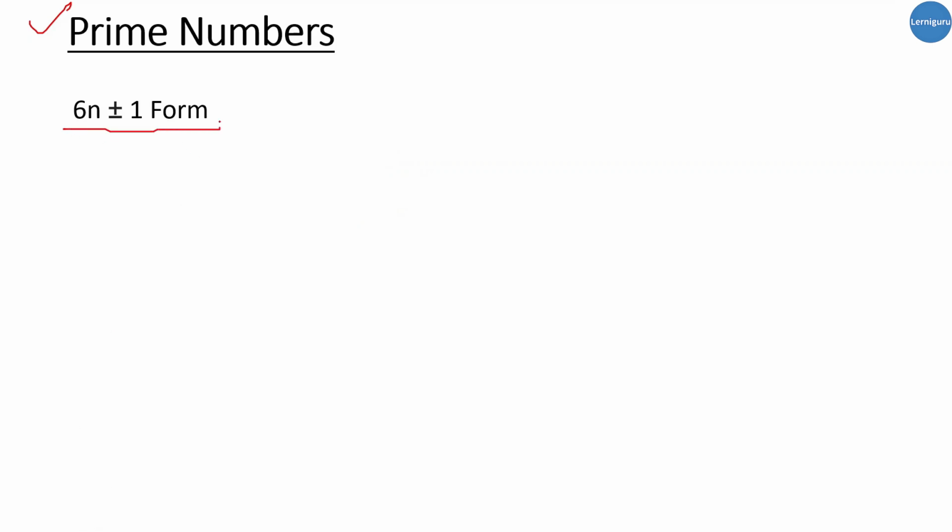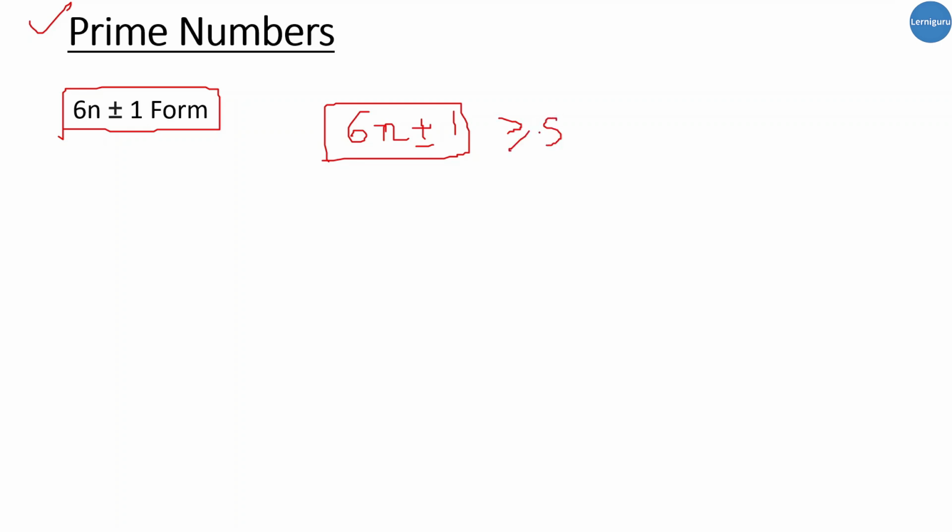Any prime number, note down this thing, any prime number can be written in 6n plus minus 1 form, where n is a positive integer, or n is a natural number, you can say. And the condition is greater than or equal to 5. This will start with 5, है ना. 5 से नीचे 2 और 3 पे applicable नहीं होगा. This starts at greater than or equal to 5. But vice versa is not true.